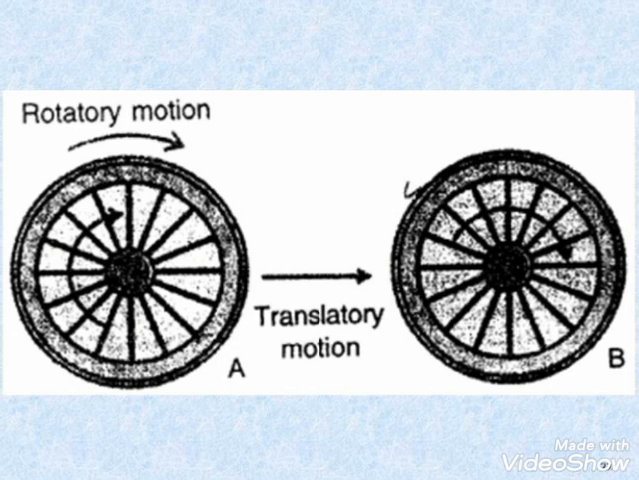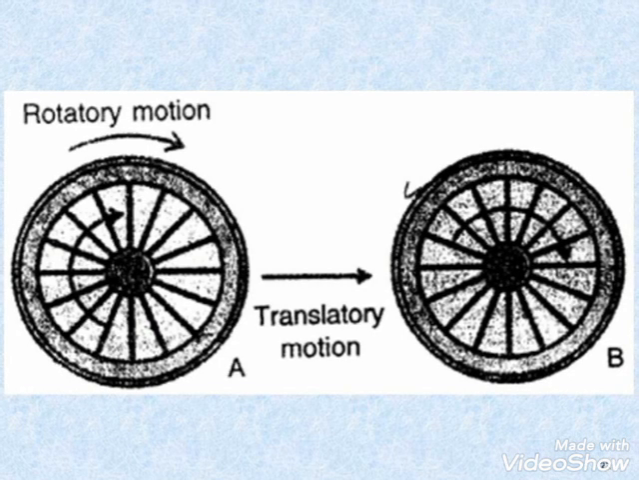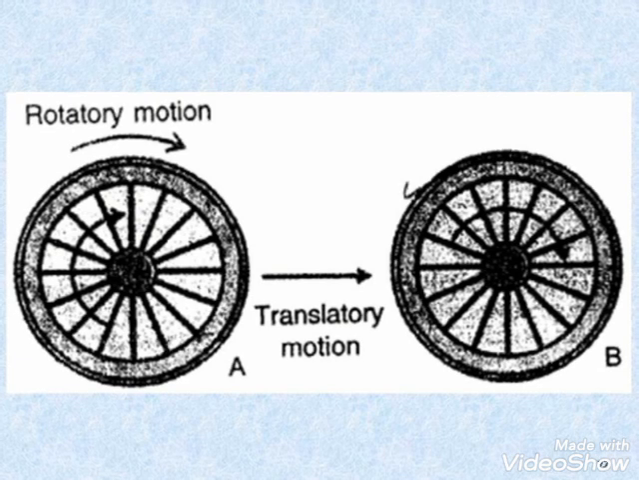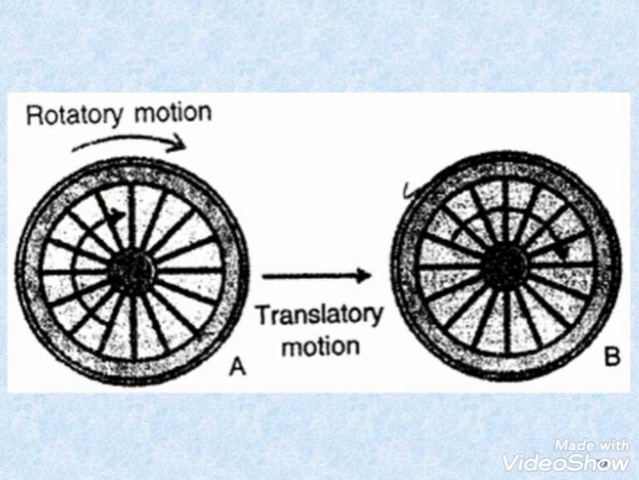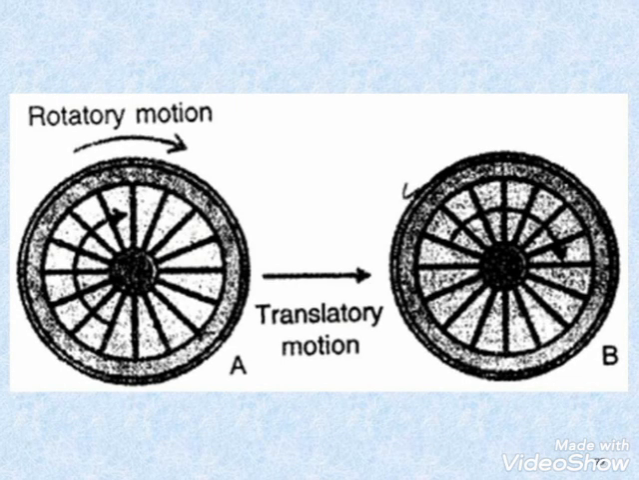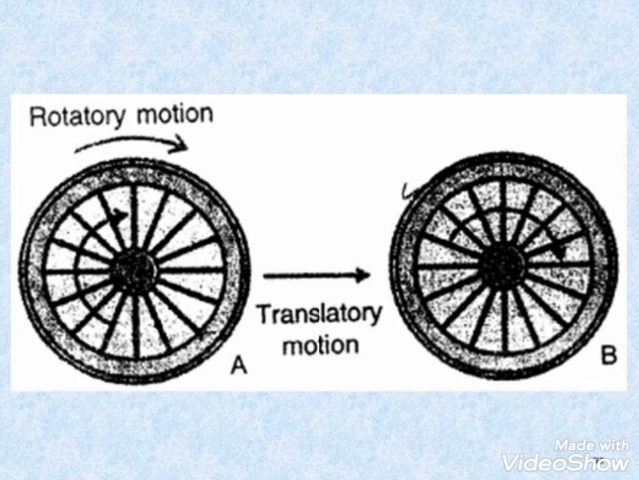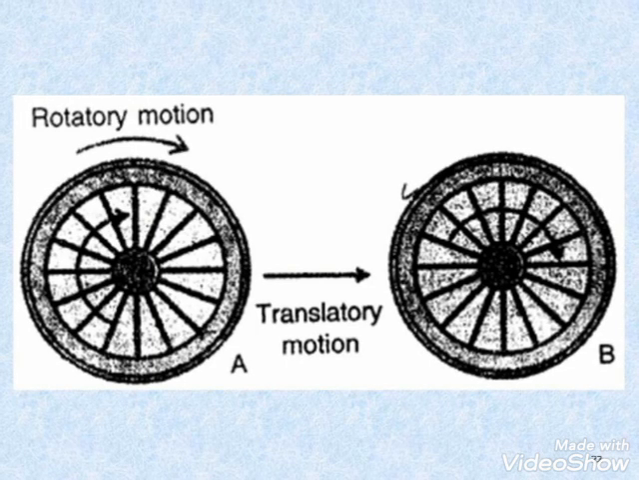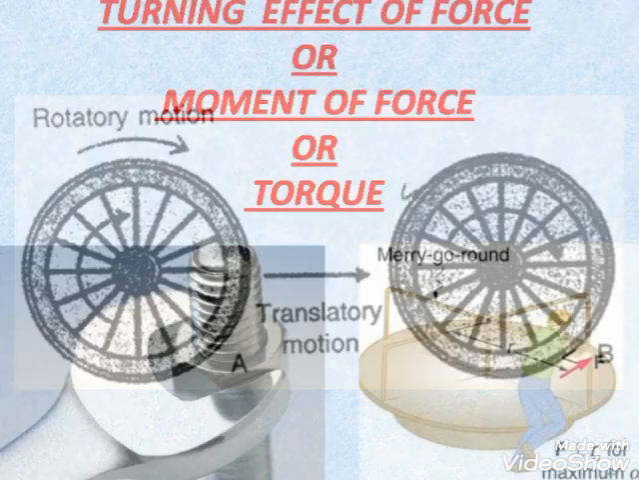In the turning effect of force, we are basically dealing with rotatory motion, in which when a body is fixed at a particular position and we apply a force at one end of the body, then the body starts rotating about its axis. In translatory motion, a body is free to move and when I apply force to it, it starts moving in a straight line. So this is the basic concept that we studied.